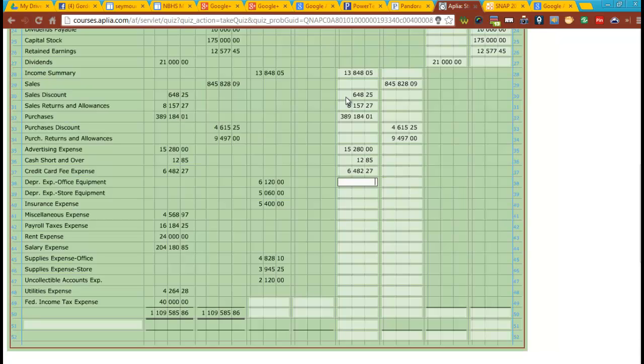Now, accumulated depreciation, office equipment, is that a debit or a credit? It is a debit. Watch that you don't think it's a credit and put it in the credit column. That happens a lot.